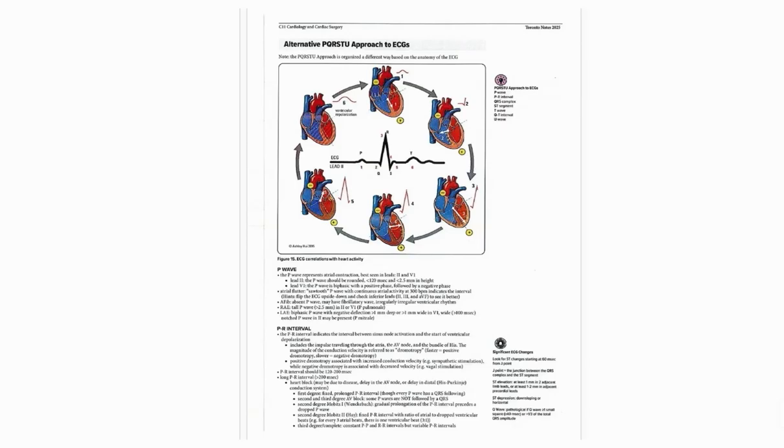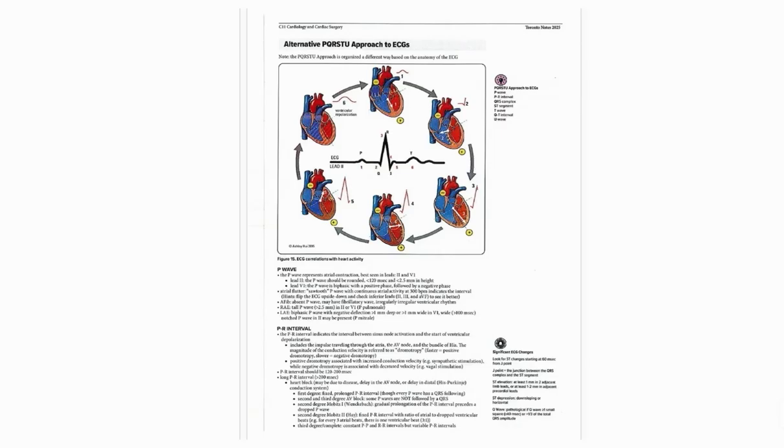6. QT interval. The QT interval extends from the beginning of the QRS complex to the end of the T wave. It represents the total time required for ventricular depolarization and repolarization. Because the QT interval changes with the heart rate, we use the corrected QT interval, or QTc. A prolonged QT interval increases the risk of torsades de pointes, a potentially life-threatening ventricular arrhythmia.